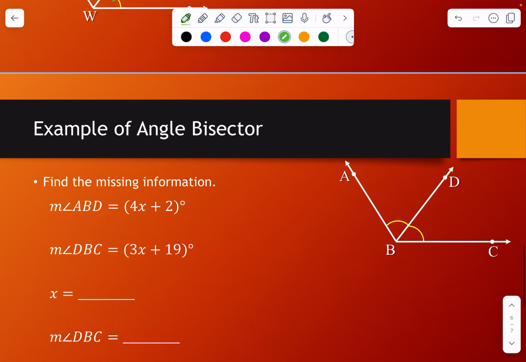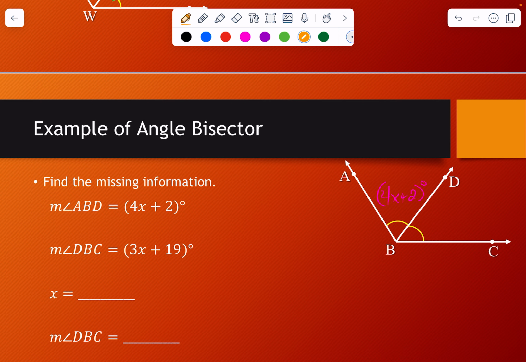Okay, so how do we use this? Well, we are being asked here to find the missing information. What is X and what is the value of DBC? So when we look here, here's what we know. It tells me that the measure of ABD is 4X plus 2.